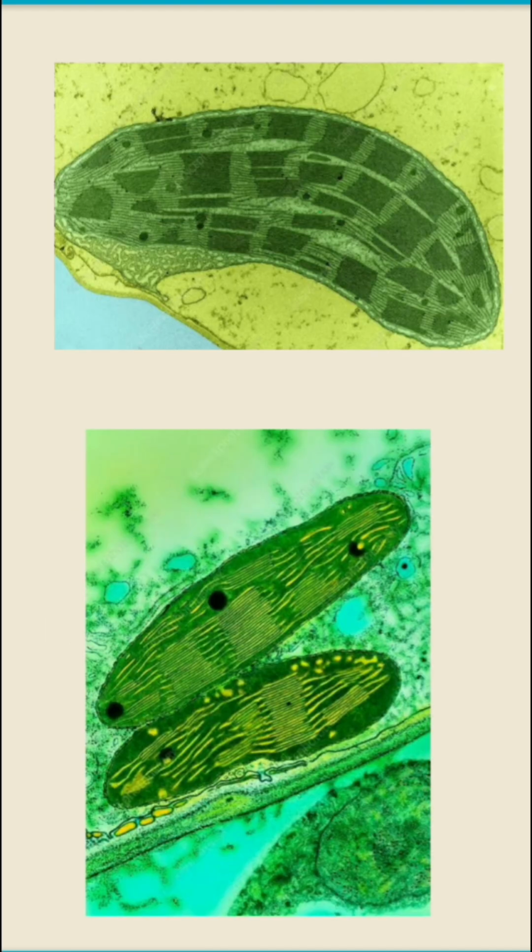Like you can see, these are the microscopic images of a chloroplast. The structures that you see over here, these are the stacks which you just saw previously, the thylakoids. It looks very beautiful, to be honest.